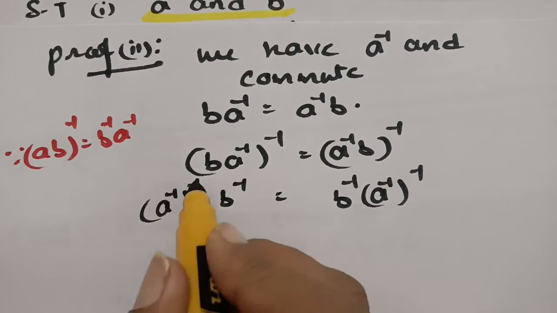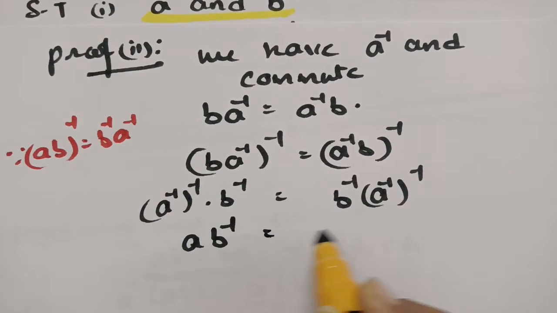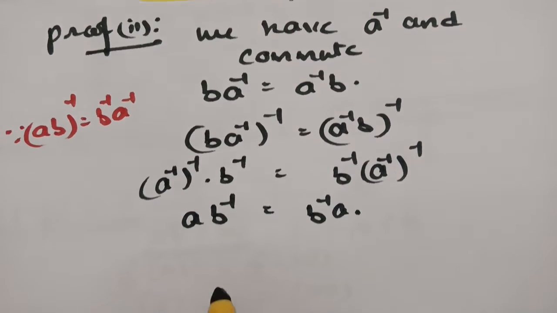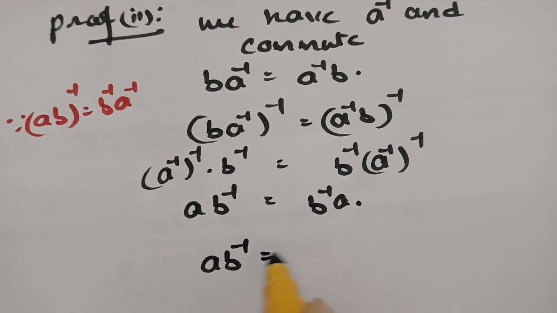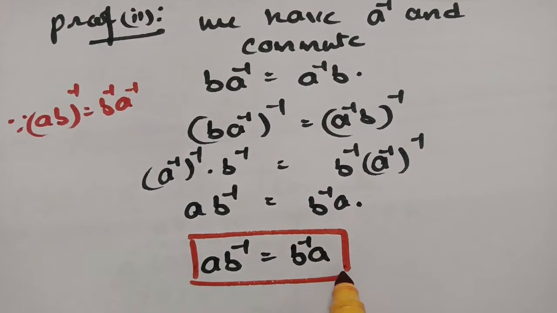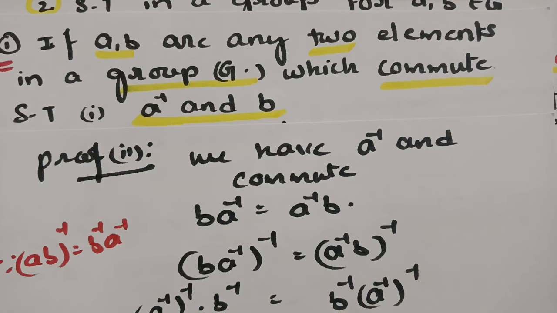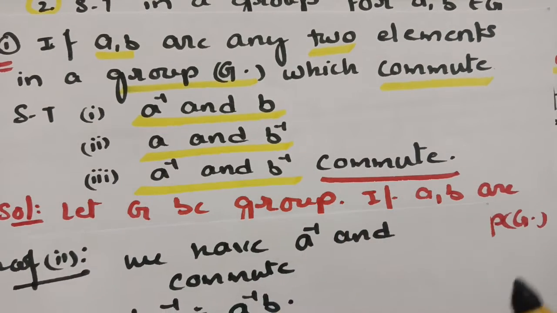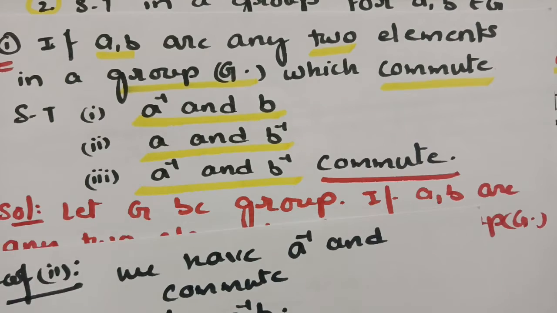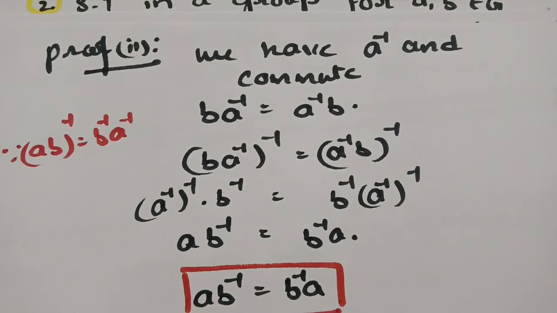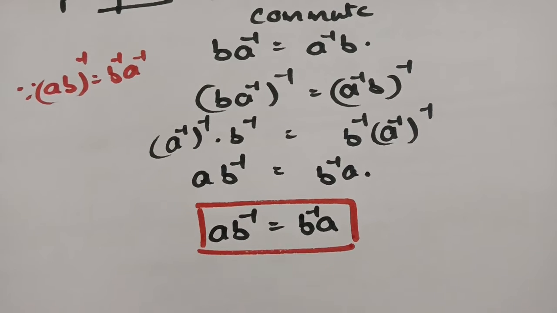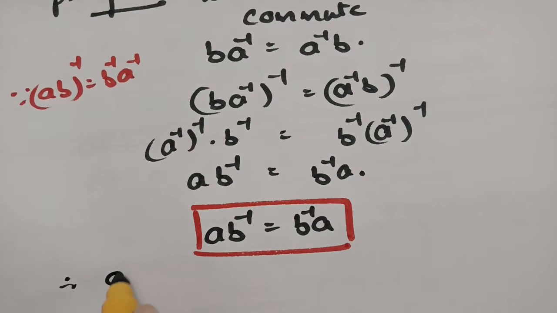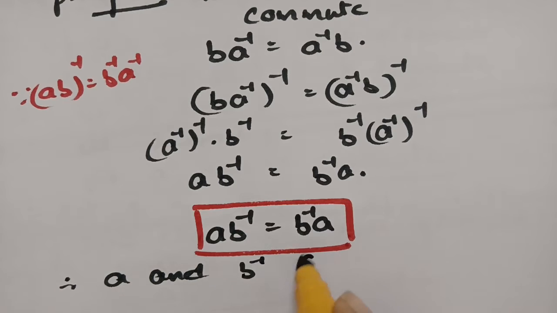So this can be written as (A inverse) whole inverse is nothing but A, so A into B inverse is equal to B inverse into A. If you observe this, A into B inverse is equal to B inverse into A, which means that A and B inverse commute. So this is the second question: B inverse and A commute, and therefore A and B inverse commute.